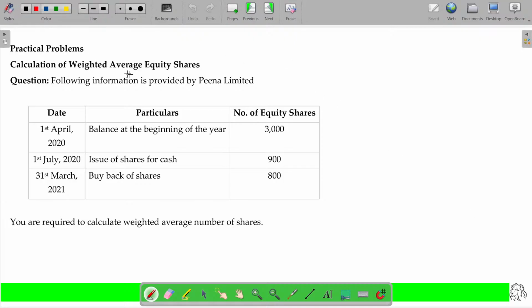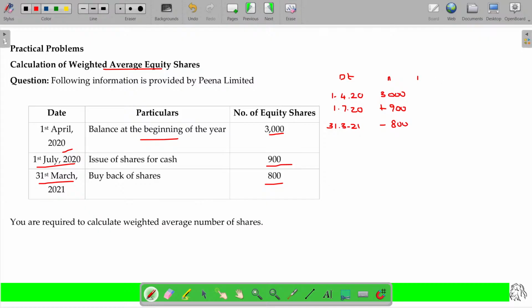Find out the weighted average equity shares. On 1st April 2020, balance at the beginning of the year, number of equity shares being 3000. How many shares are there? 3000 shares are there. Date and number of shares. On 1st July 2020, fresh shares issued, another 900. On 31st March 21, 800 shares were bought back.